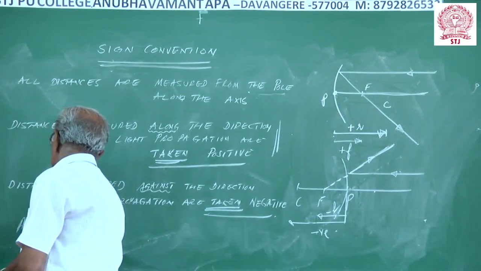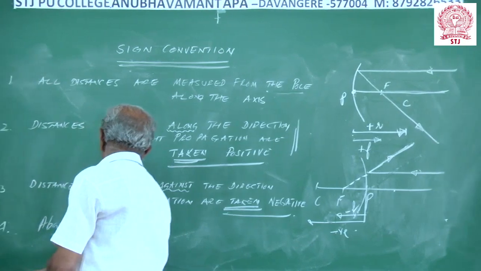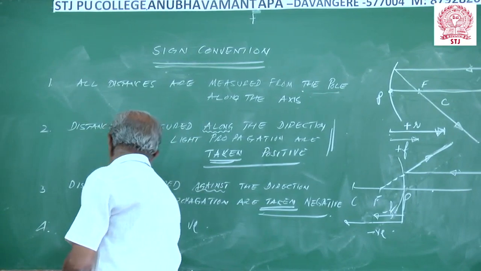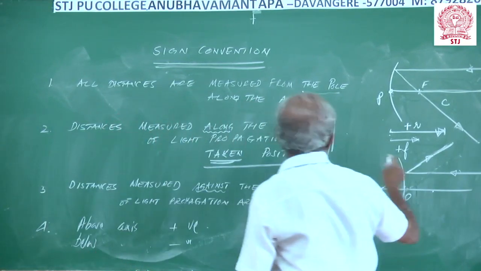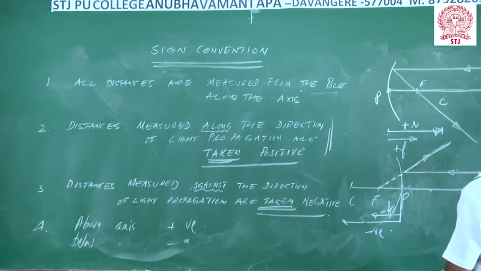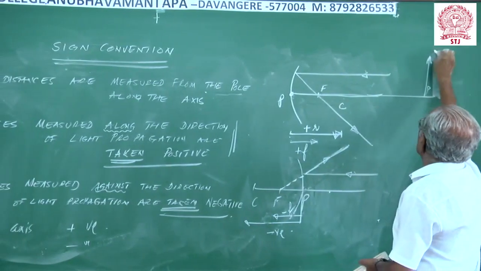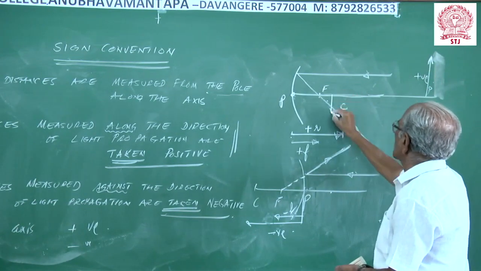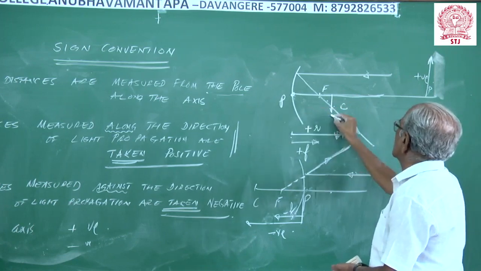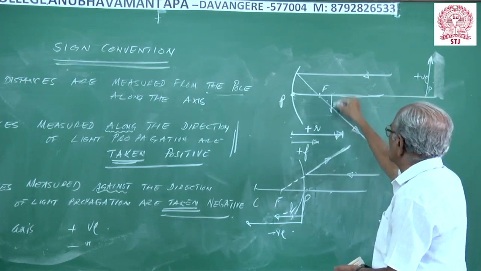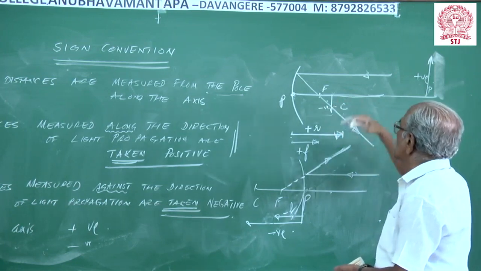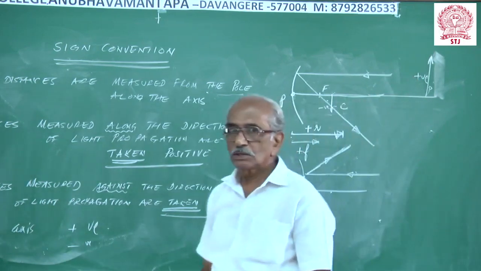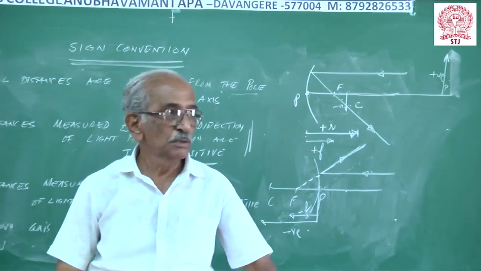And one more. See, distances above the axis positive, below the axis negative. That means if you keep an object here, suppose, now I measure like this. This is positive. Now the image is formed here, suppose. Now this distance, you measure from the axis. It is below the axis, therefore this is negative. Distance above the axis, positive. Below the axis, negative. Both things. So that is what we have for the day. We'll continue next time.